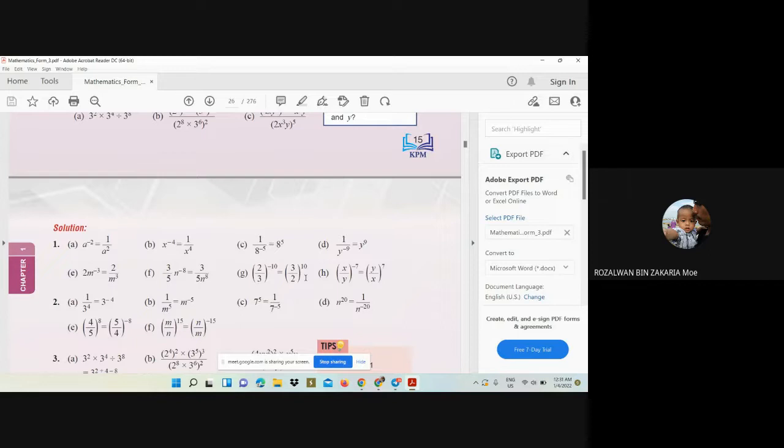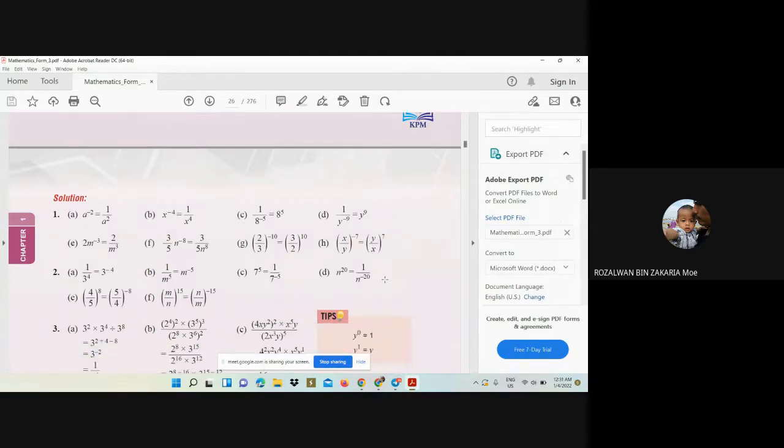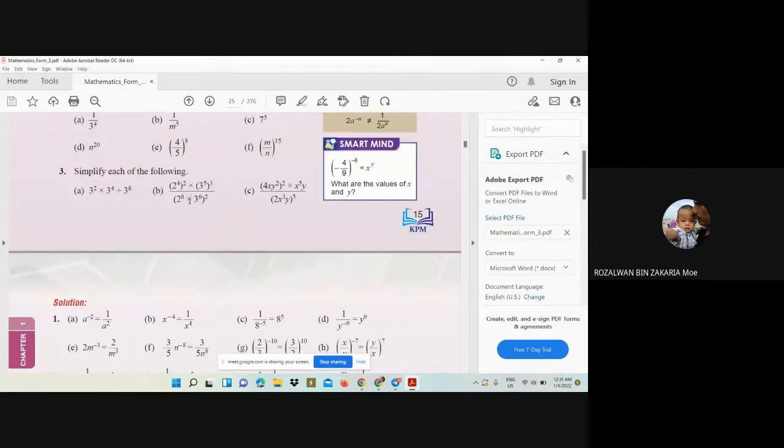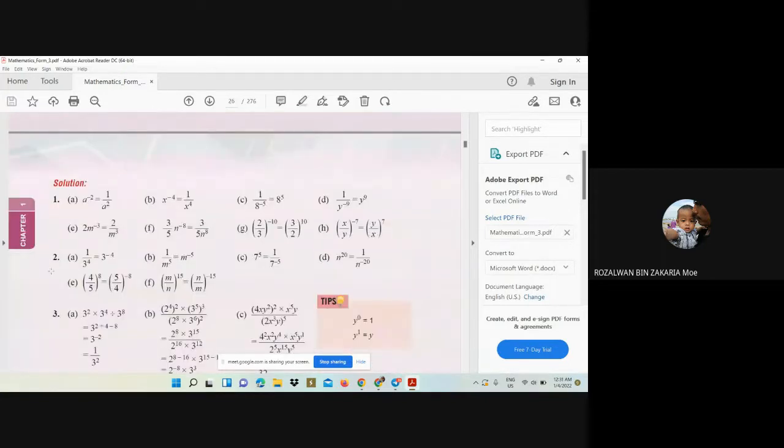And for h here, in bracket x divided by y, close bracket, power of minus 7, it is equal to, in bracket y divided by x, power of 7. Okay, look at question 2. Question 2 asks you to state each of the following in negative index form. So question 2, a, 1 over 3 power of 4, it is equal to 3 power of minus 4.